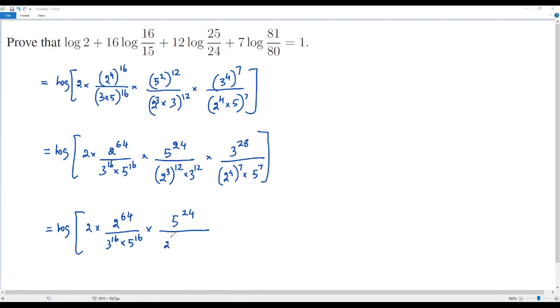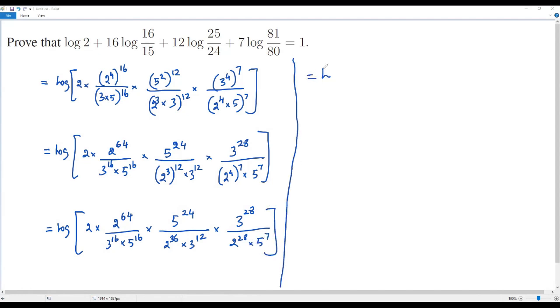Then I'm getting 2 to the power of 36, that is 3 times 12, times 3 to the power of 12 times 3 to the power of 28 divided by 2 to the power of 4 times 7 is 28 times 5 to the power of 7. Okay, let me continue over here. Okay, log of, now we can multiply the values in the numerator.